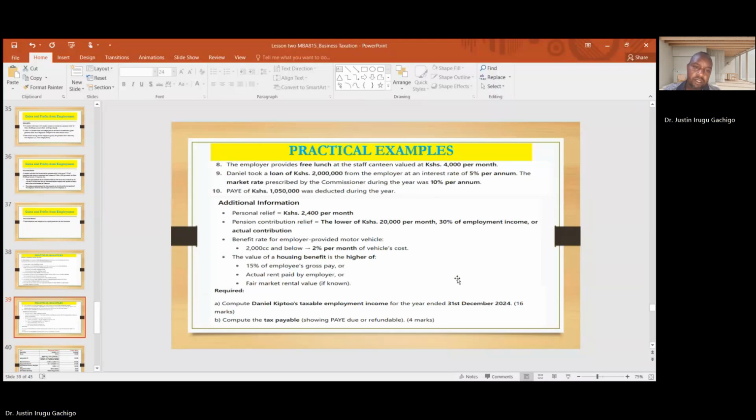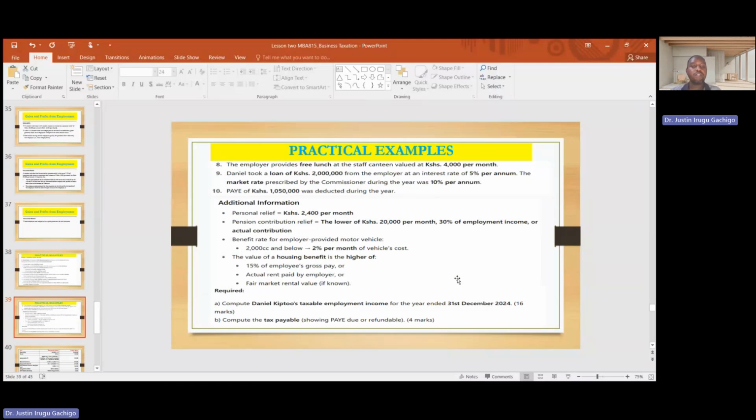Additional information. Personal relief is 2,400. The pension contribution you are given is the lower of the actual and 20,000. Okay, this information is not updated, because it should currently be 30,000. The benefit rate for the motor vehicle is for 2,000 cc and below, a percentage of the vehicle cost. The value of the house benefit is the higher of 15% of employee gross pay, actual rent paid, and fair market value.